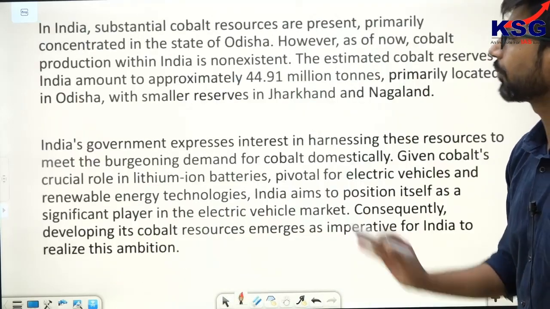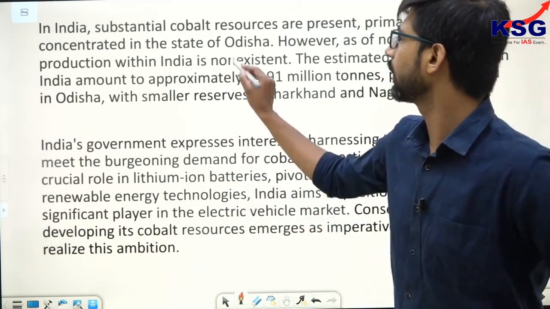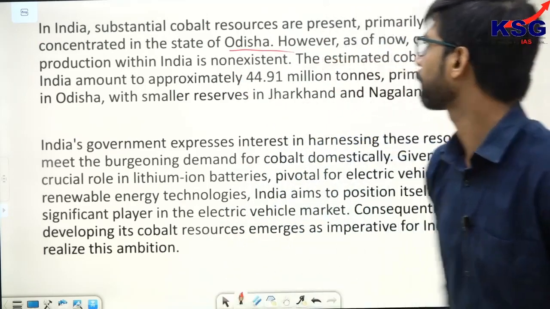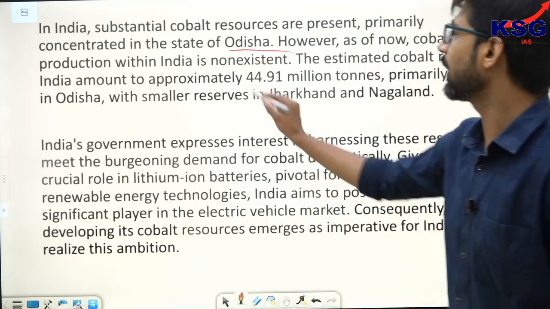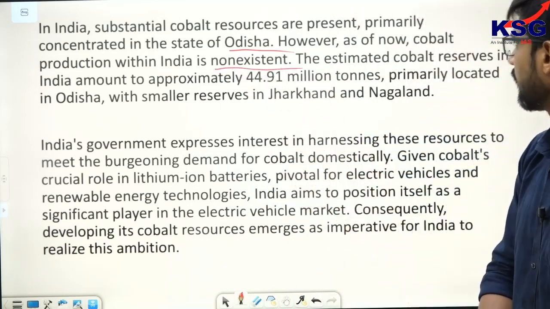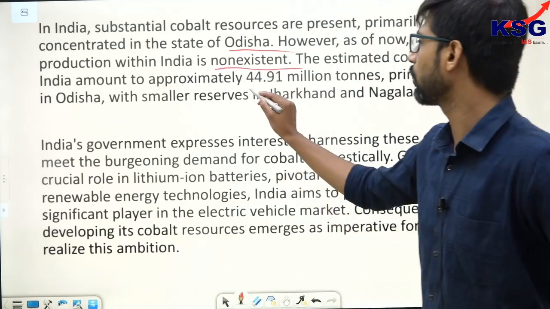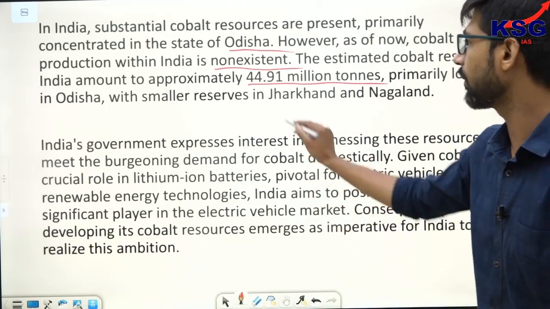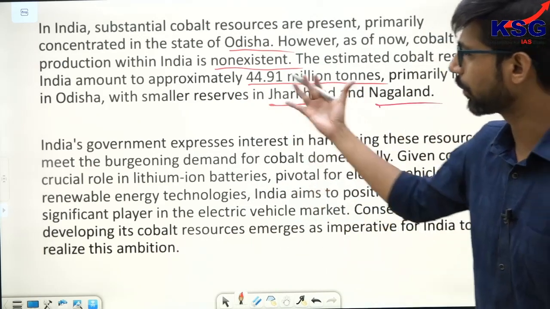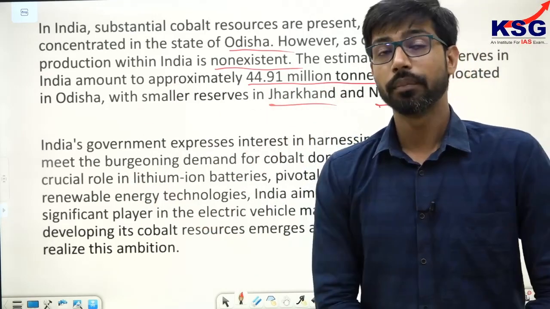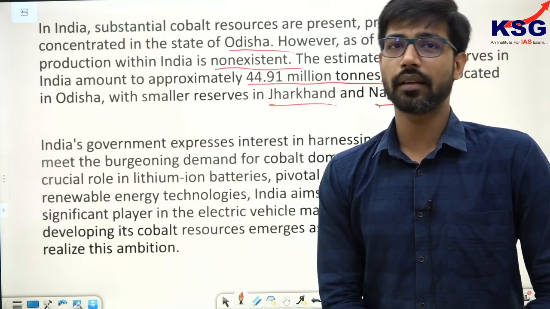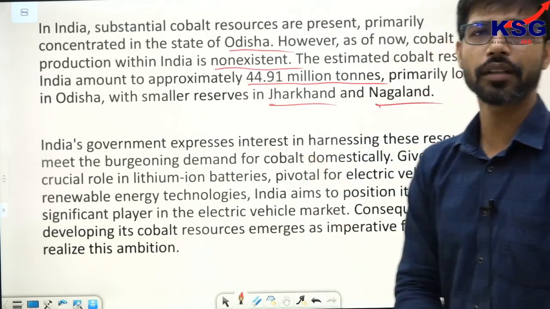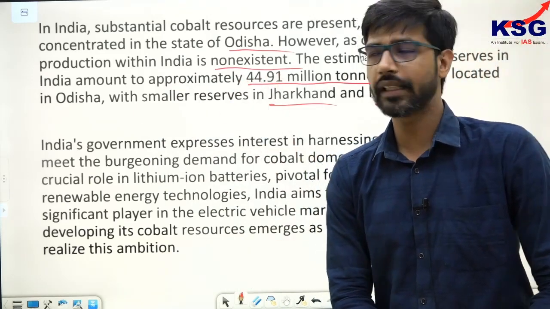In India, substantial cobalt resources are present primarily in the state of Odisha. So which is the major producer of cobalt in India? Answer is Odisha. However, cobalt production within India is almost non-existent. The estimated cobalt reserves approximately amount to 44.91 million tons, primarily located in Odisha, with some reserves in Jharkhand as well as Nagaland. A potential question lies in these particular statements. Probably they might ask next as to where the majority of cobalt reserves lie in India. Although as far as the production of cobalt is concerned, it is almost non-existent.